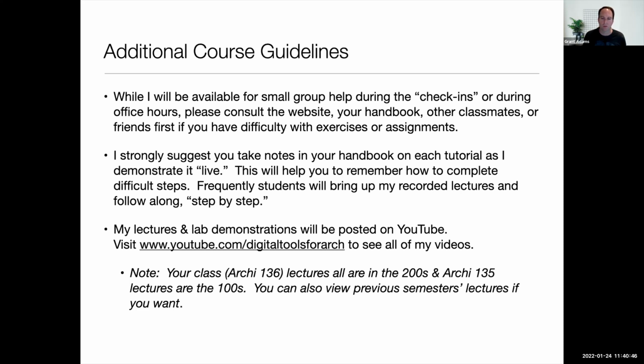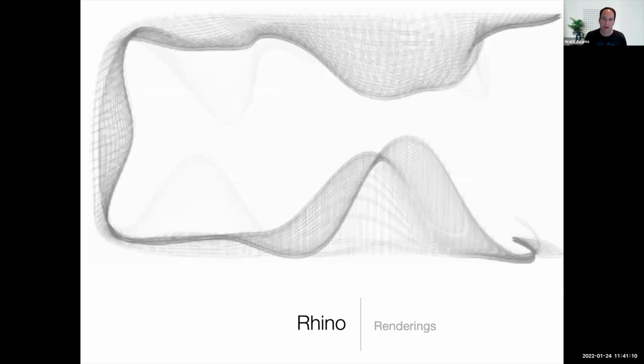YouTube.com/digital tools for Arch will be where all the videos will be posted. Your class 136 is always going to be in the 200s. So the lectures are 201, 202, 203, exercises 201, 202. You get the idea. So you're looking for the 200s. My 135 class, everything's in the 100s. So that's an easy way of keeping things separate, so you can always tell what you're doing in this particular class.